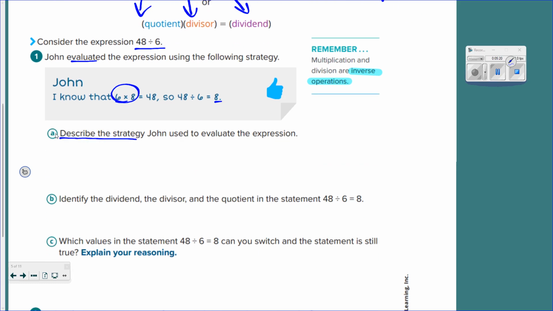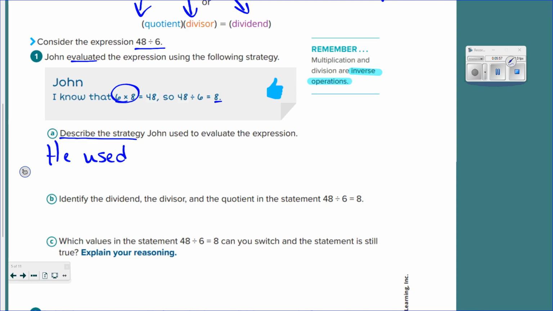So what strategy would you say John used to evaluate this question? You get that 6 times 8 is 48. You know that 48 divided by 6 is 8 using knowledge. Knowledge of what? Inverse operations. What do we call them in the opening exercise? Fact families.